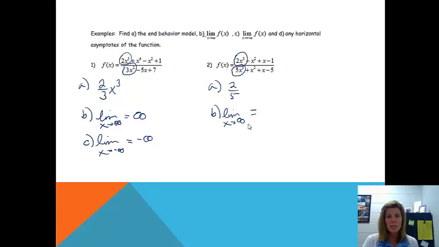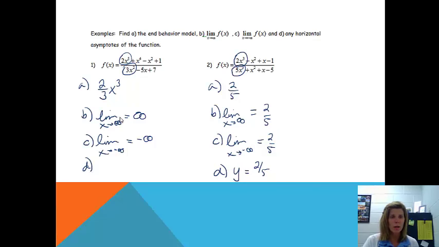There's no place to plug the x into, so no matter what, as I approach infinity, I'll just get 2/5 as an answer. And then for C, if we're finding the limit as x approaches negative infinity, again, there's no place to plug the x in, so we'll just always get 2/5 as an answer. Okay, so we found in a previous video, whatever the limit was, that's our horizontal asymptote. So for this one right here, both of these have a limit of 2/5, so my horizontal asymptote will be y equals 2/5.